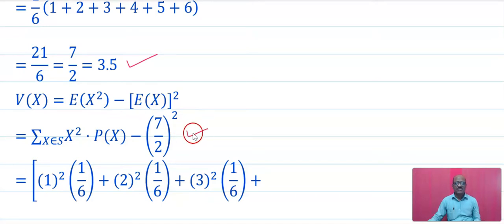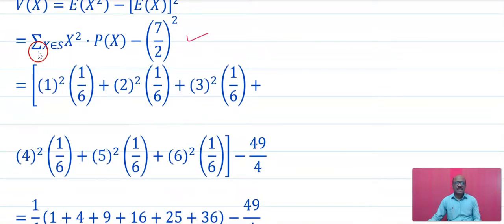And if we substitute the values, that is the summation over x belonging to S of x² into P(x) minus (7/2)². Now here we will calculate the probabilities. X² means what? 1², its probability 1/6, plus 2², its probability 1/6, plus 3², its probability 1/6, and in this way we continue. Again the last term is minus (7/2)², that is 49/4.